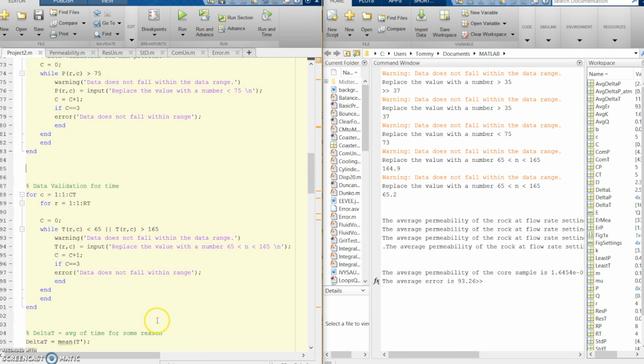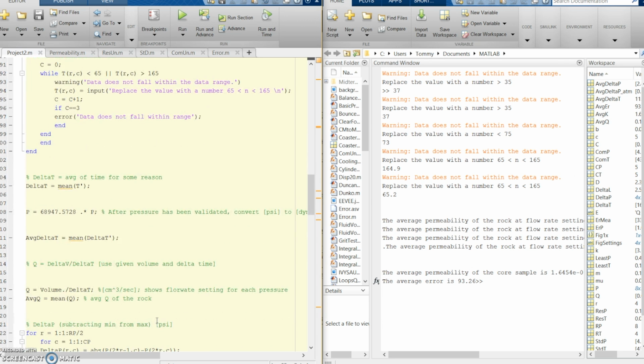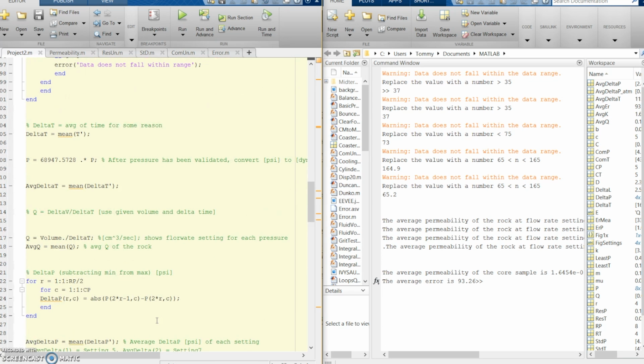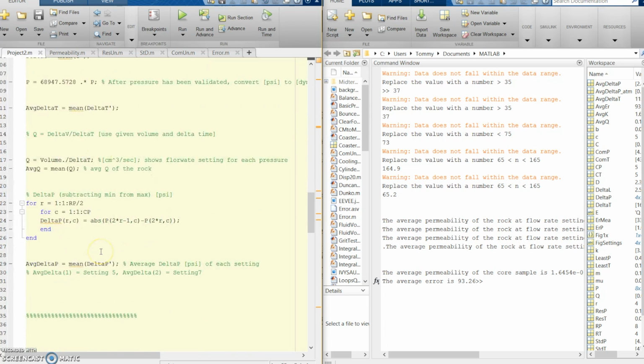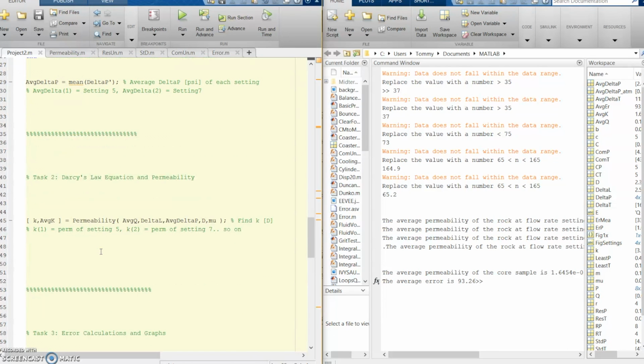We will also determine the average values for temperature and pressure drop of each setting and convert needed values. We will use volume divided by average time to determine flow rate. For task 2, we will input our converted values to find the permeability and average permeability of the flow rate.